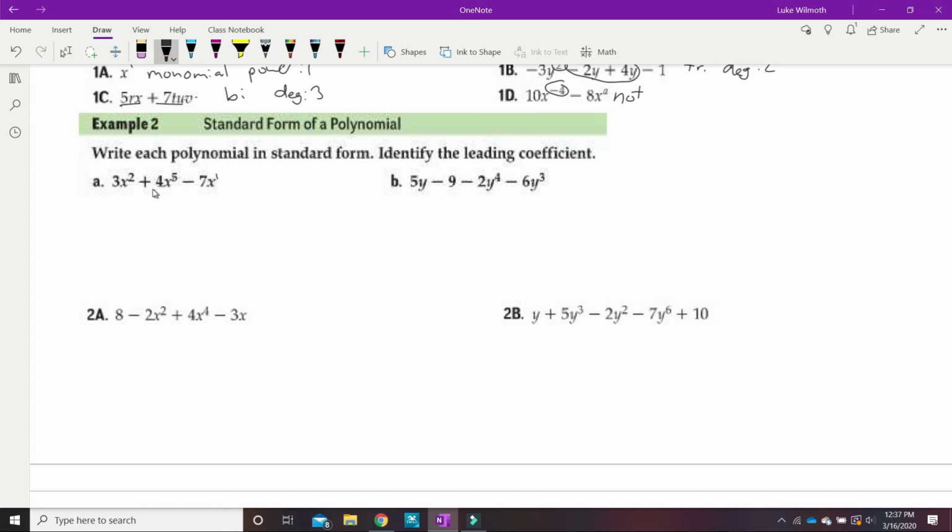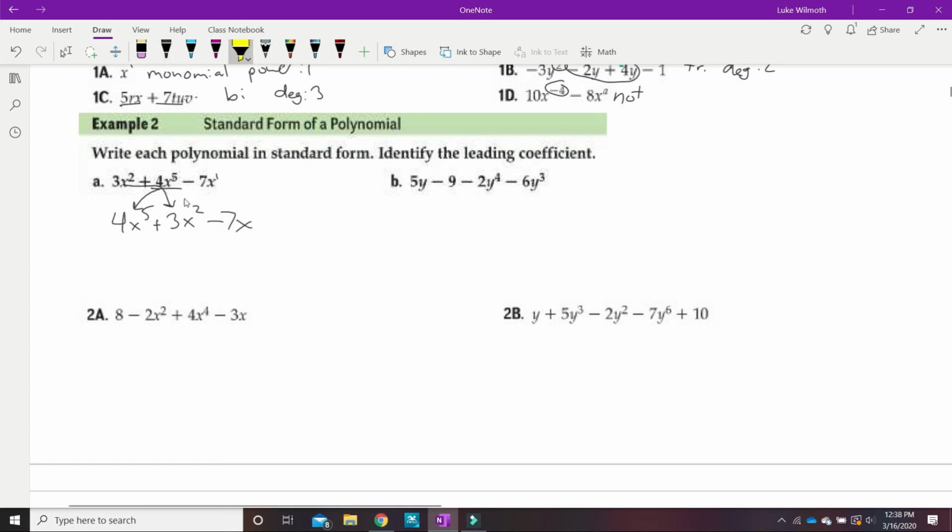So out of all of these, I'm just going to write it with the 4x to the 5th in the first spot, plus 3x squared minus 7x. All I did was rearrange everything so my highest power is first, and then my next highest power, and then the -7x stays at the end. That's it.